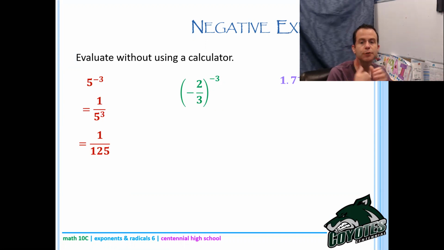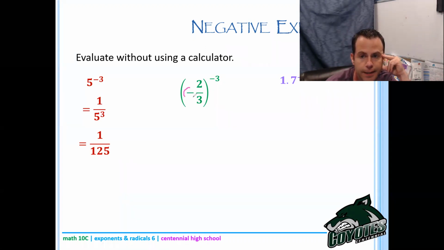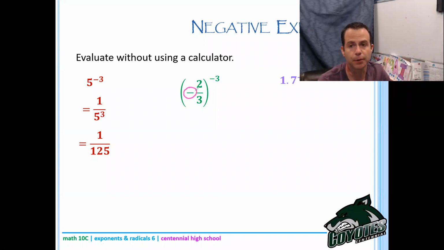Okay, negative 2 over 3 to the negative 3. Now, lots of kids get confused once we've got double negatives going on here. This has nothing to do with flipping, okay? That just means that the number itself is negative. This is what's flipping, okay? He's the guy that tells me to flip. And when I flip a negative number, I still have a negative number, okay? So flipping negative 2 over 3 would give me negative 3 over 2.